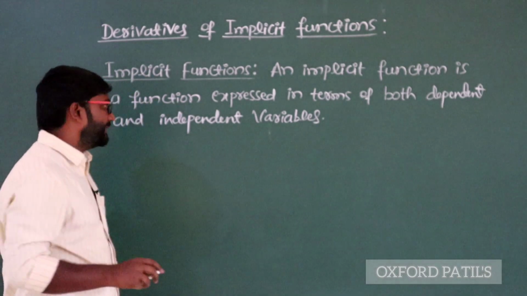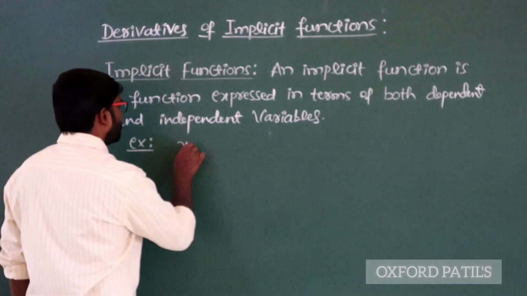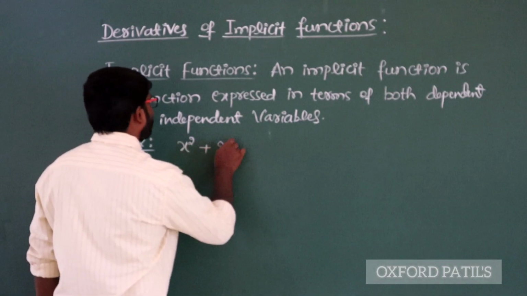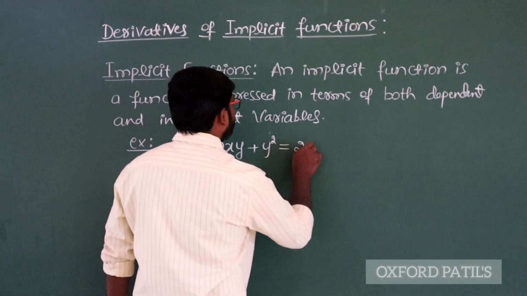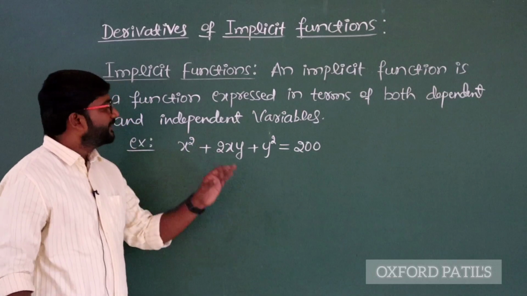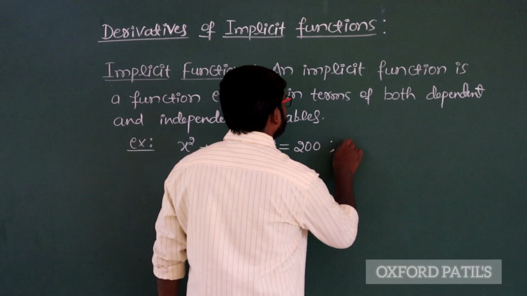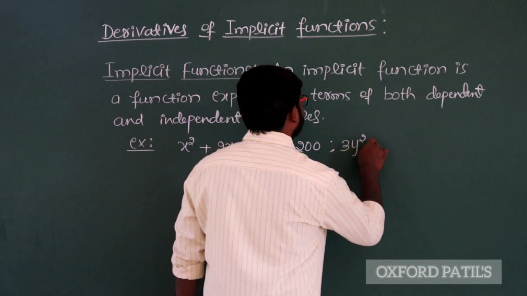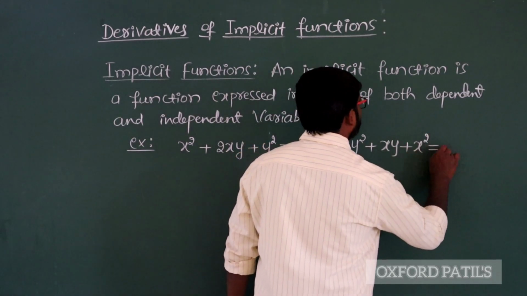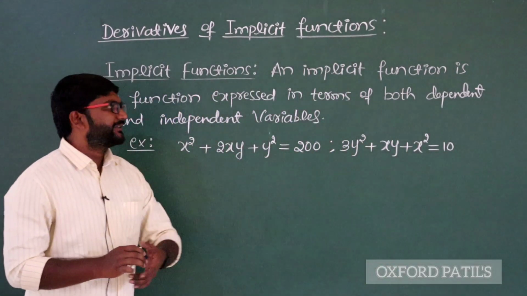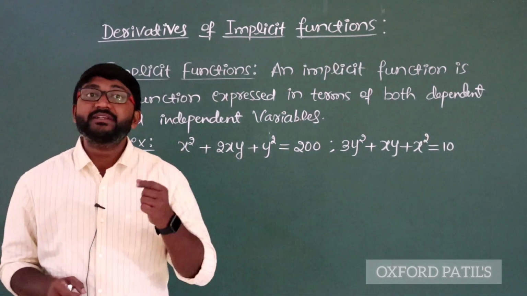So we'll give some examples here. x square plus 2xy plus y square equals 200. This is an example of an implicit function. Another example can be 3y square plus xy plus x square equals 10. So this is another example of an implicit function. Now we'll understand the exact meaning of an explicit function.